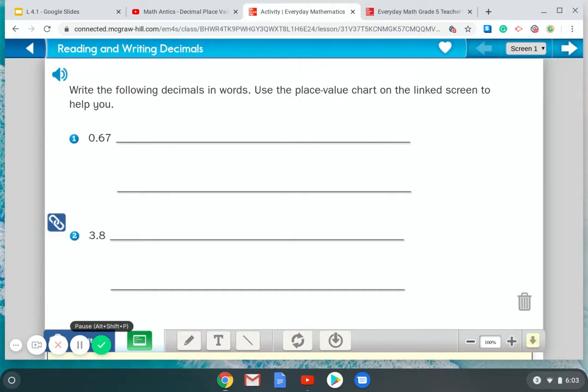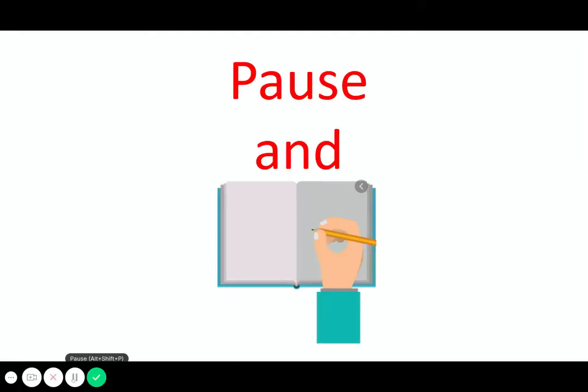Okay, now let's give this skill some practice. So here we have 2 decimals, and we want to write the following decimals in words. You're going to do this in your notebook.